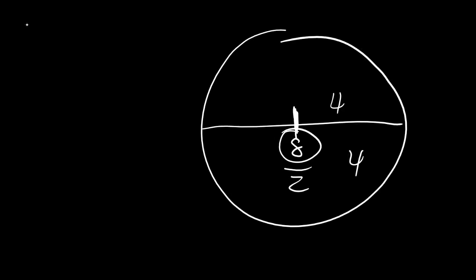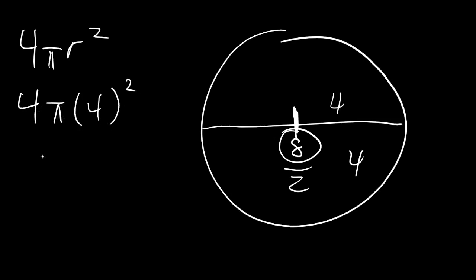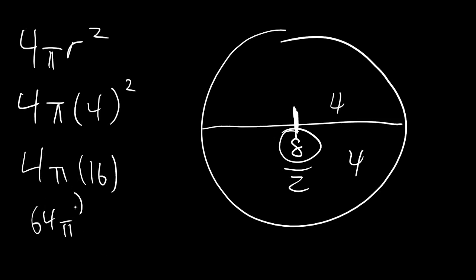So now we can plug it into our formula, 4 pi r squared, which becomes 4 times pi times the radius, which is 4 squared, which is 4 times pi times 16. Oh, no longer squared. Now, what's 4 times 16? That's 64, and then times the pi, right? So the surface area is 64 pi units squared.